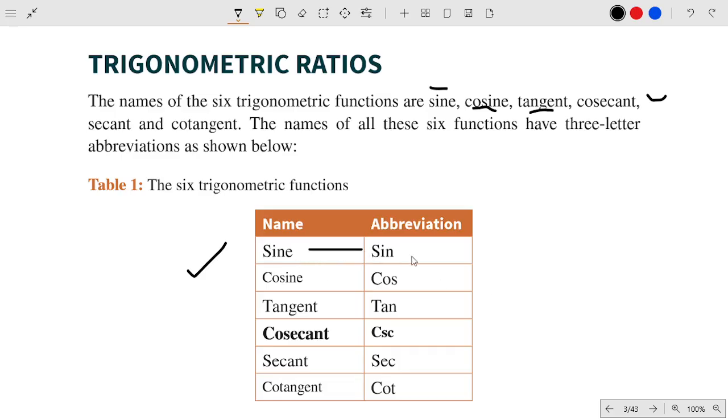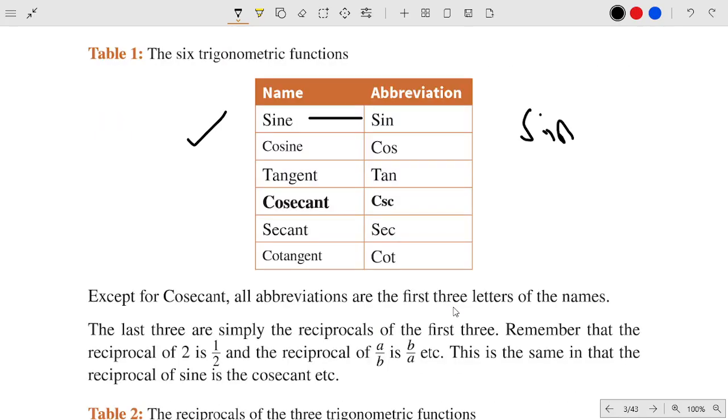We have sine here. This is how we normally represent this ratio, the sine. We have cosine as cos, tangent as tan, cosecant as cosec, then we have the secant as the sec, and the cotangent as the cot. Now the first 3 here, and the last 3 become the reciprocals of the first 3.